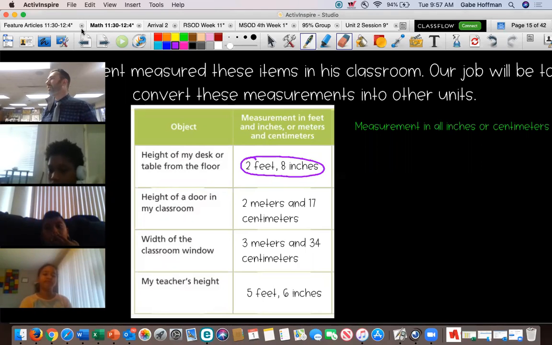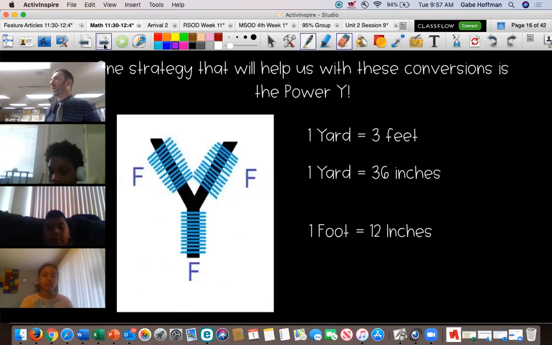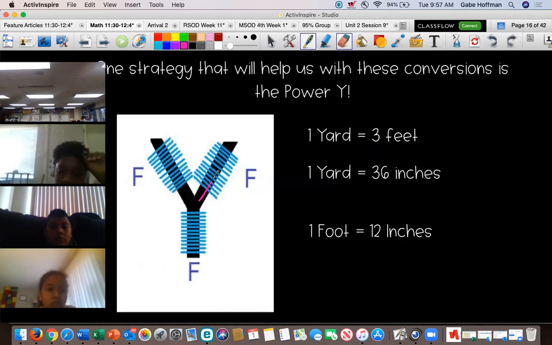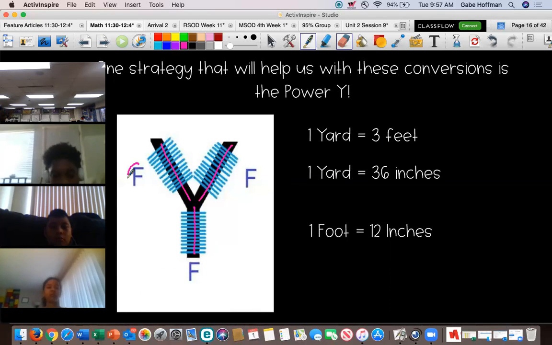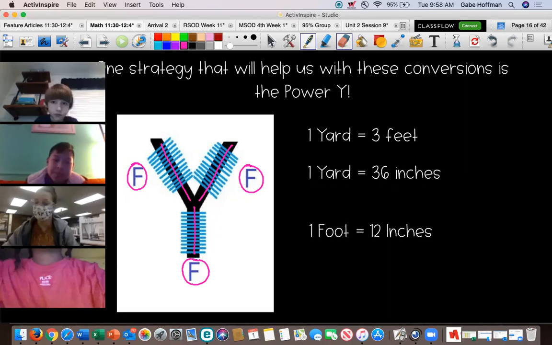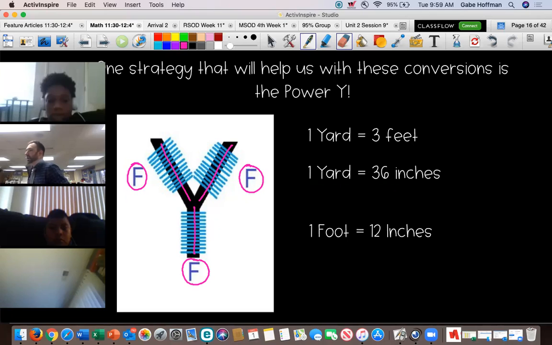All right, let's move on to the next page. And we're going to look at one way to remember that is the power Y, or what we call yard man. So we'll notice a yard is the biggest unit. That's why you have this big letter Y right here in the middle. That is a yard. You'll notice there are 3 legs of a Y. 1, 2, and 3. Each of those has one F. What do you think that F stands for? Feet. Feet, right? And there are 3 feet in a yard. So a way to remember that is that a Y has 3 legs, and then there's 1 foot for each of those legs of the Y. So 1 yard is 3 feet.